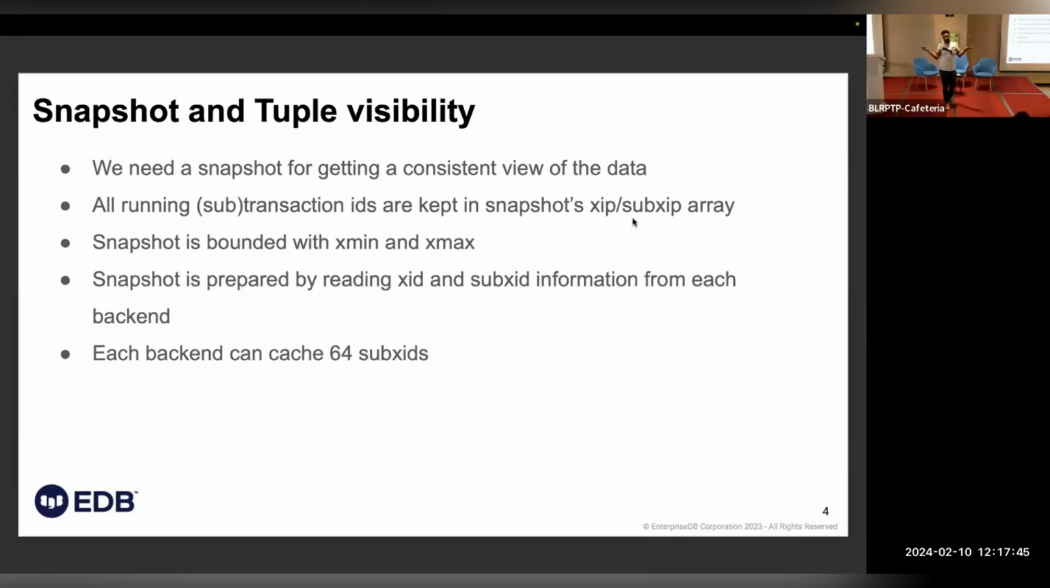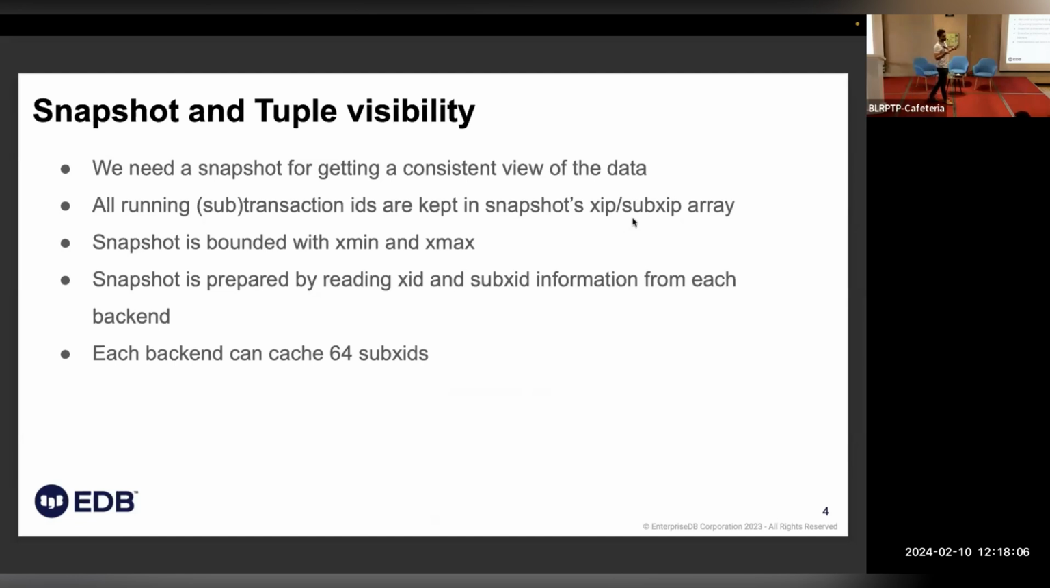It means it was committed. They were not running. The array of all running transactions I'll maintain as a snapshot. So a snapshot is nothing but the transactions which are running currently. When I take a snapshot, that's the snapshot for me. So now that is the transaction ID, but there are sub-transaction IDs also.